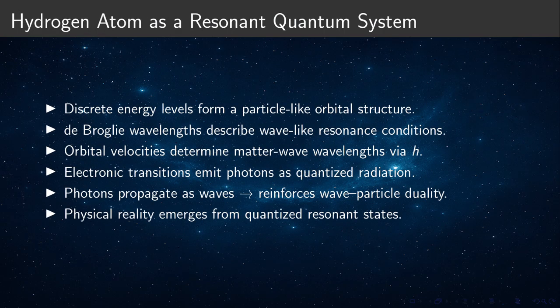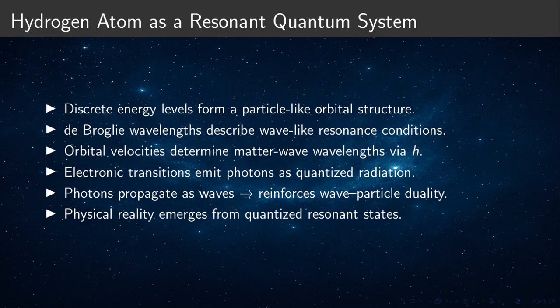Hydrogen atom as a resonant quantum system. The hydrogen atom provides the clearest realization of this duality. Its discrete energy levels correspond to particle-like orbital structure, while its de Broglie wavelengths describe wave-like resonance conditions. The orbital velocities derived from classical mechanics simultaneously determine matter-wave wavelengths through Planck's constant.